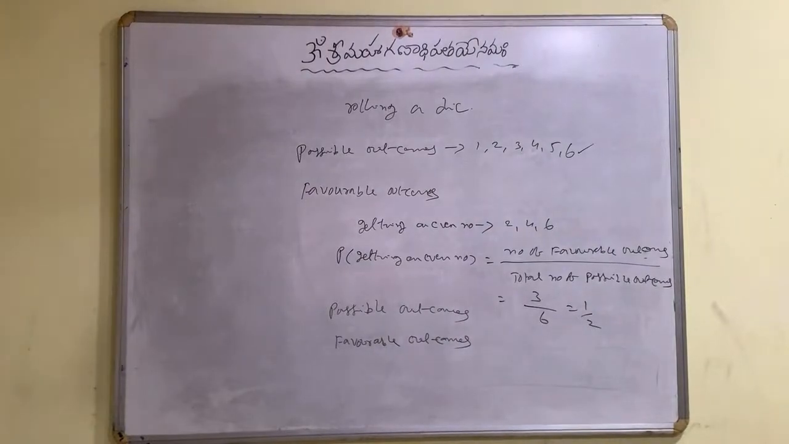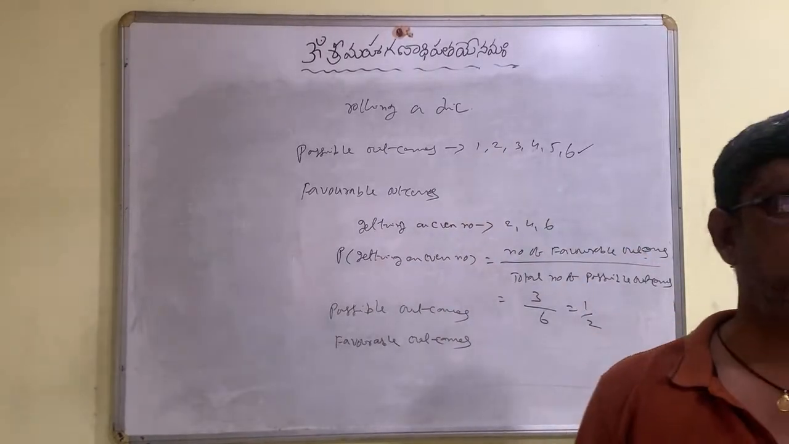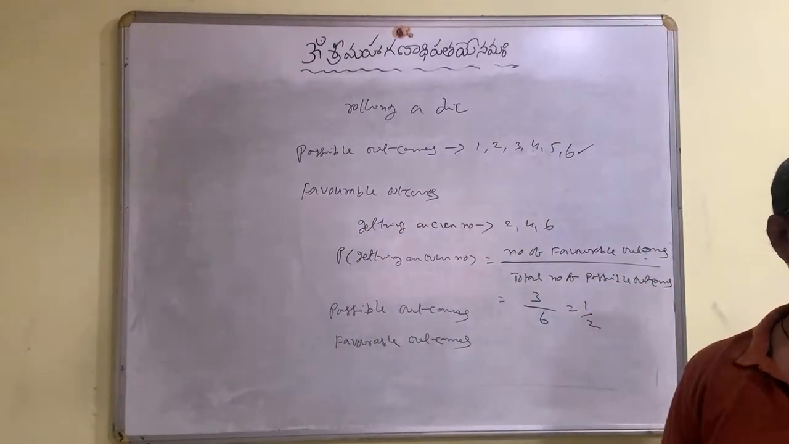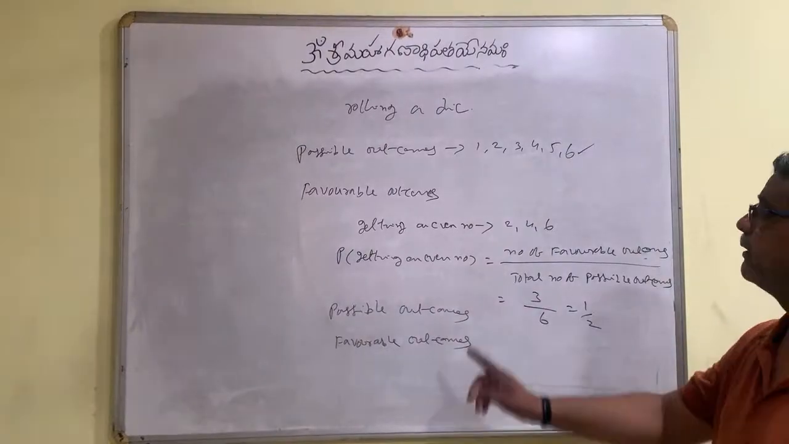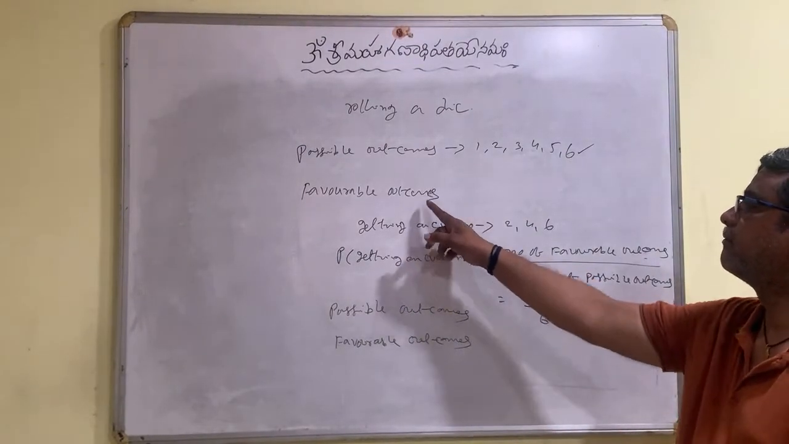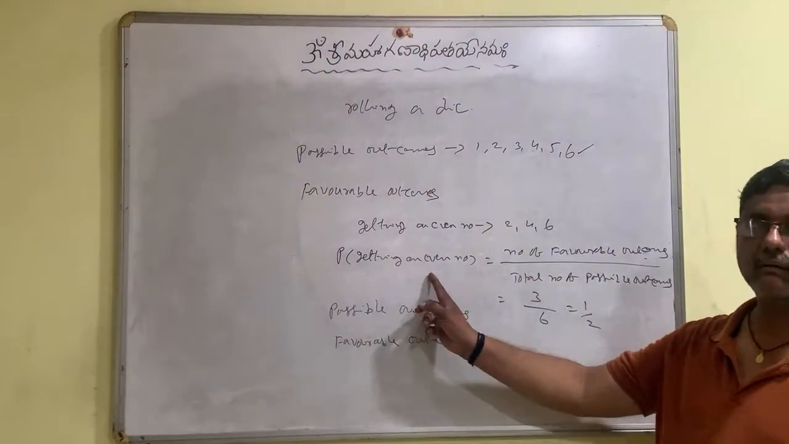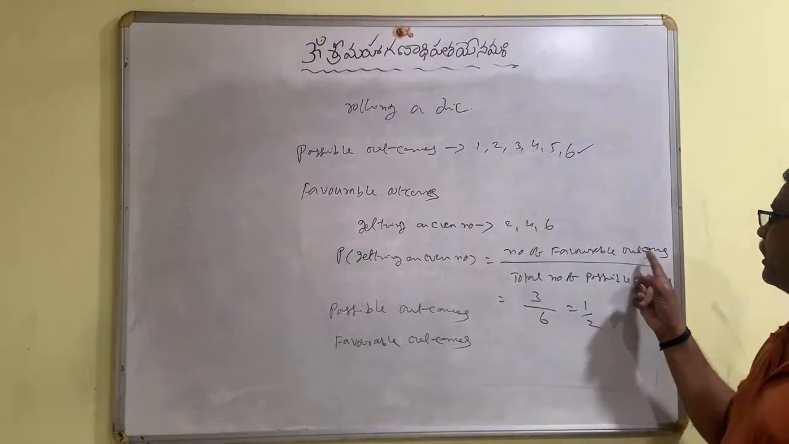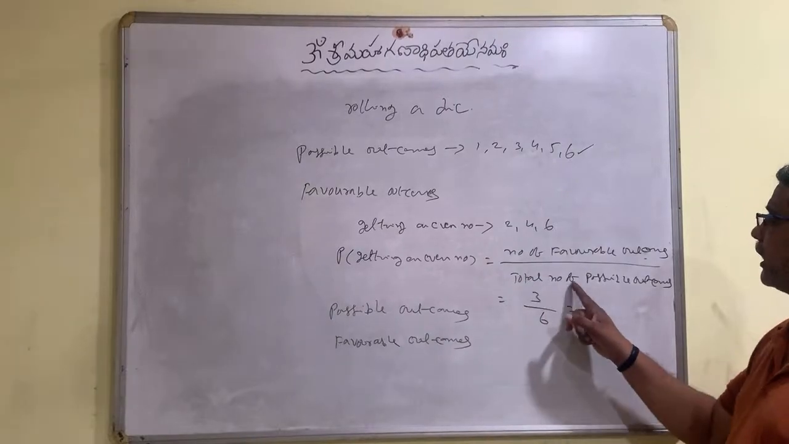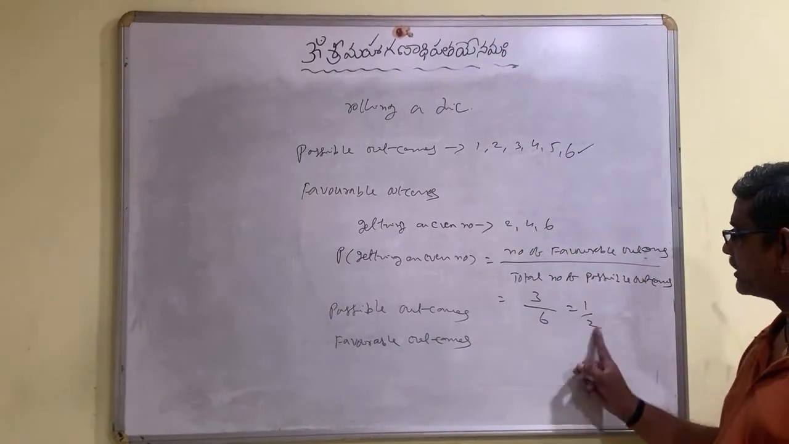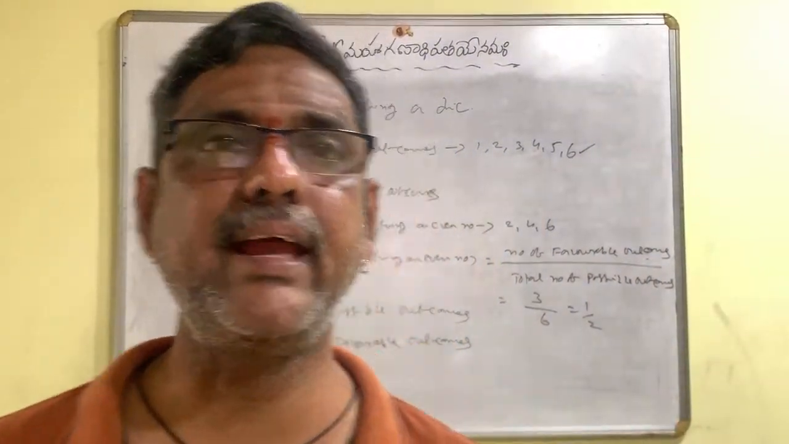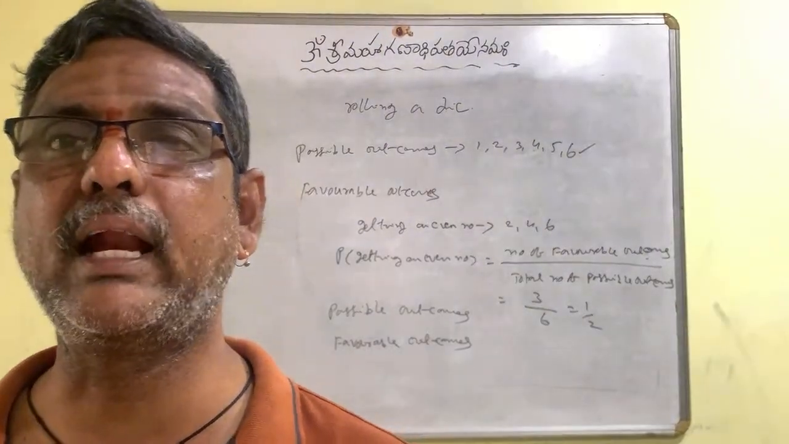First we need to write the possible outcomes of the experiment. Then according to the event we need to write favorable outcomes. Then the formula: probability of getting even number is equal to number of favorable outcomes, that is 3, and the total number of possible outcomes, that is 6. 3 by 6, 1 by 2. This is how you have to do your classwork. For every event you have to calculate the probability like this. Note it down, children.